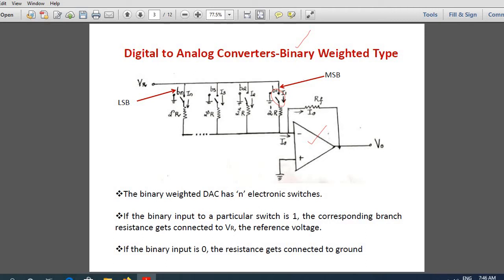I hope it is clear to you now. And see the nature of the resistors. In the first branch for the MSB, your resistance value is 2R. For the second branch, it goes to 2 raised to 2 R. For the third branch, it goes to 2 raised to 3 R. And for the nth branch, it is 2 raised to n R. These are the things you need to know while drawing the circuit. It should be very clear.